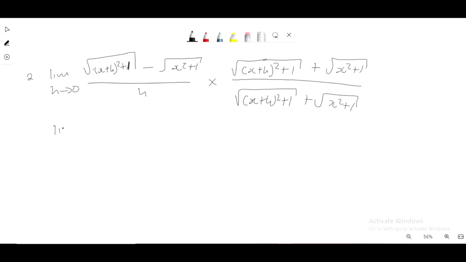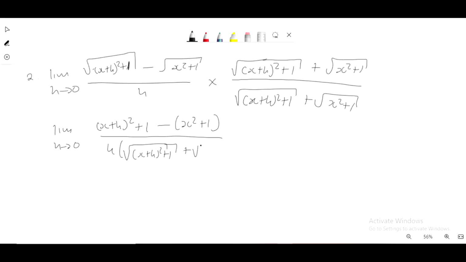At the top I have a difference of 2 squares. I'm going to have now x plus h all squared plus 1, minus x squared plus 1, all over h into the square root of x plus h all squared plus 1 plus the square root of x squared plus 1.